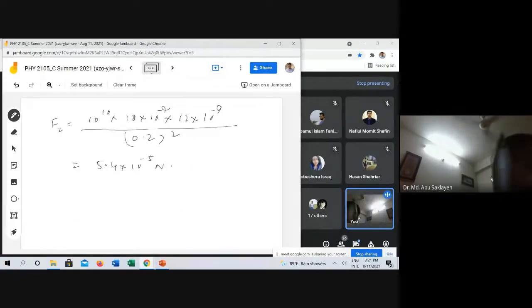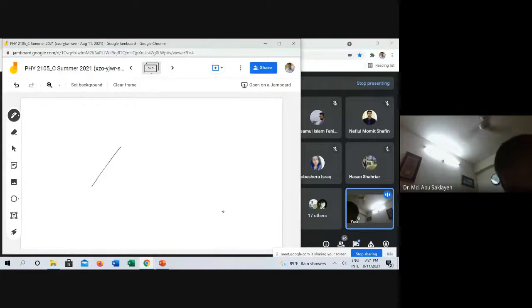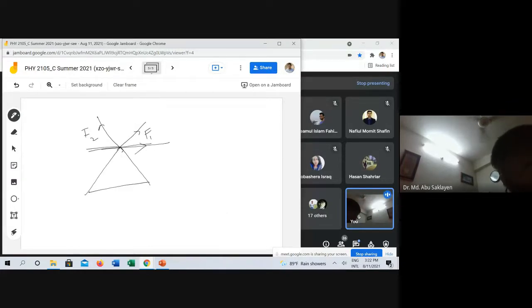If I trace it here, this is your triangle. So this is F1, and this is F2. What will be the resultant? None of them is along the x and y axis. This is the x-axis and this is the y-axis.